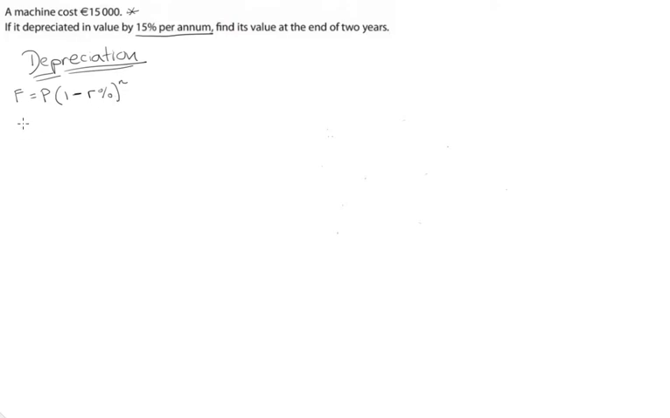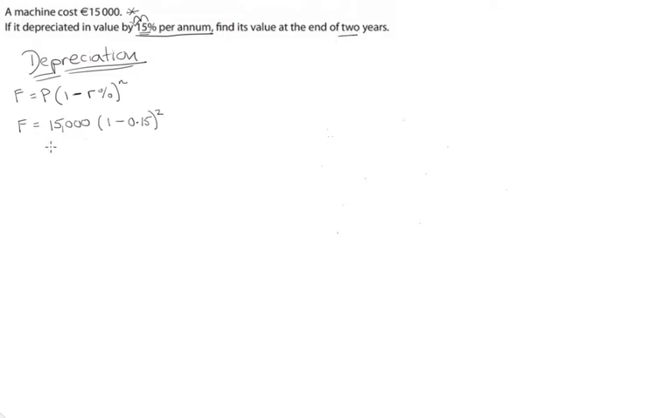So here we don't know the final cost. That's what we're trying to figure out. We're trying to find out what it's worth after 2 years. We do know the price of the machine. The machine costs 15,000 euros. And we have the 1 and minus. Now, just like the compound interest, we are going to change the percentage, which is 15%. We're going to change that to become a decimal. So we move the decimal point 2 places. So it becomes 0.15. And then N is the number of years we're looking for. So here it says 2. We're looking for 2 years.